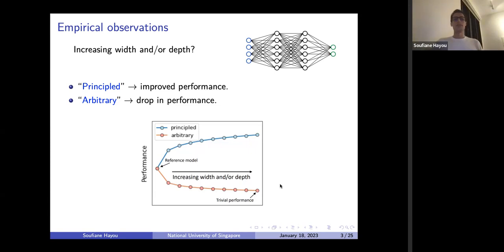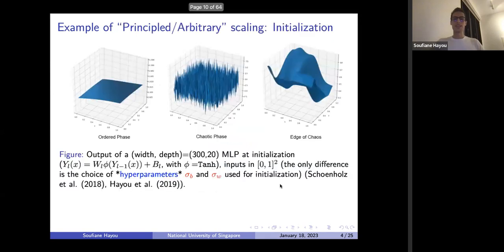So what do we mean by principled versus arbitrary scaling? Just to give you some flavor of this, I'm going to talk about initialization. Here I have an MLP network that has width 300, so each layer has 300 neurons, and this network has 20 layers, so a deep neural network of 20 layers.